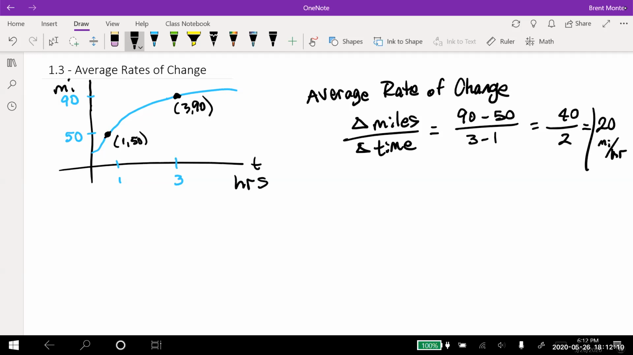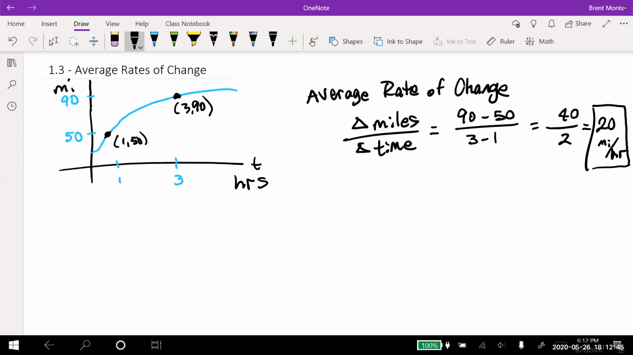That's my rate. And does it mean that I went 20 miles per hour that whole time between hours 1 and 3? No, it doesn't mean that at all. But that was my average rate. Remember, at hour 1, I was going up at a faster rate. My miles were increasing faster, but then my miles weren't increasing very fast as I got close to 3 hours. But that was the average rate of change.